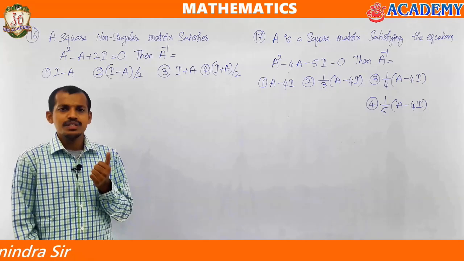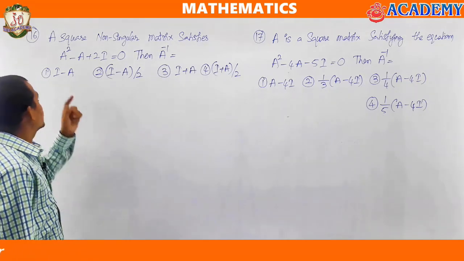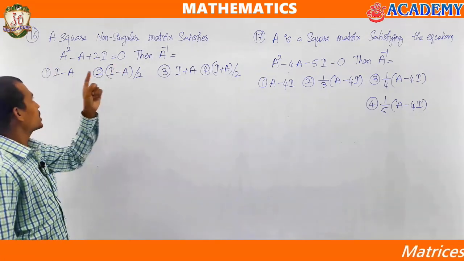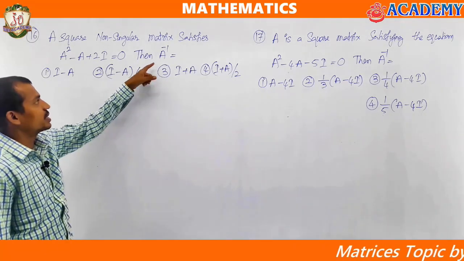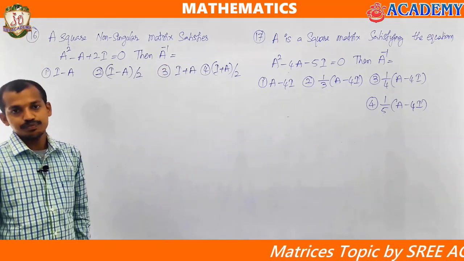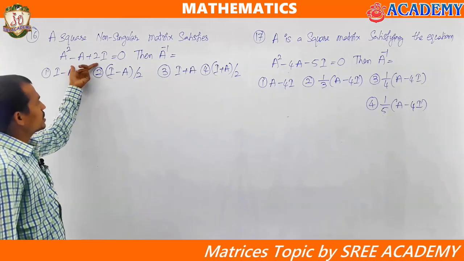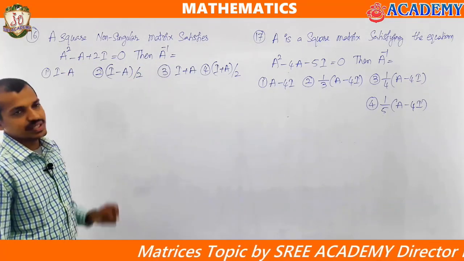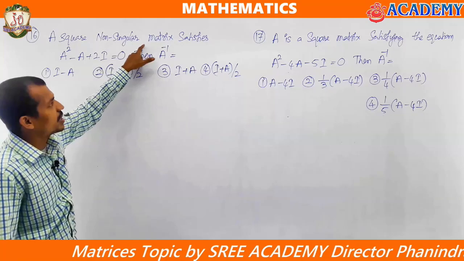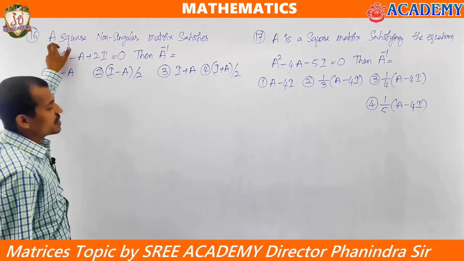But in these problems, just see this problem. A square non-singular matrix satisfies some equation, and it asks for A inverse. By using this equation, you have to find the inverse. But what is given? A non-singular matrix. Which one is non-singular?